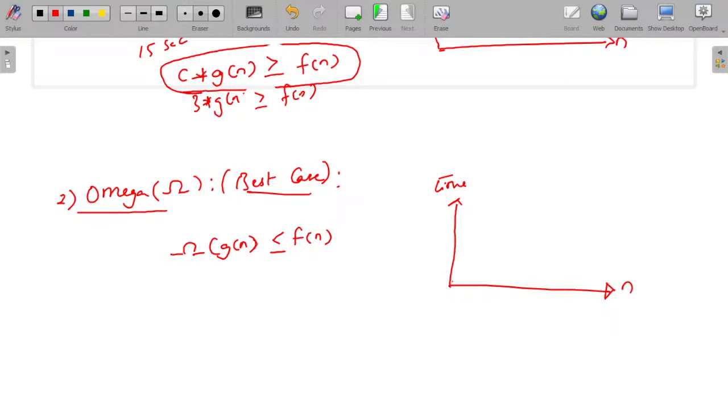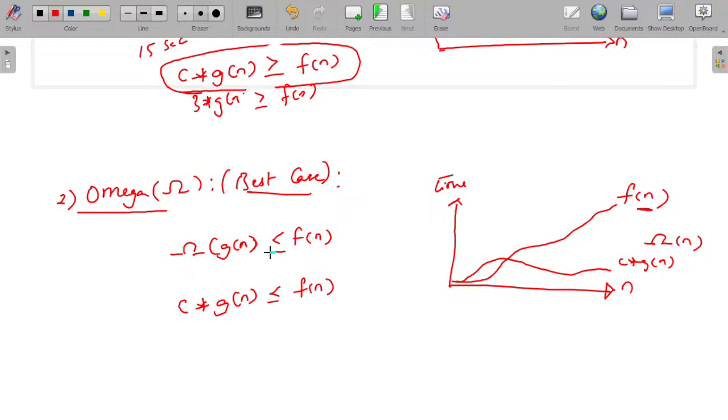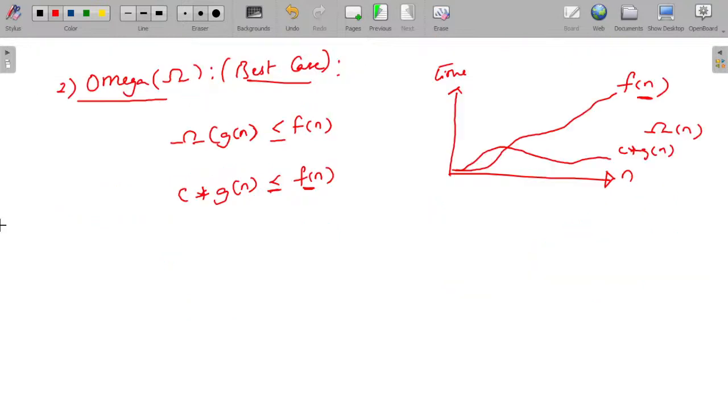So the graph will always be in the lower bound of the reality time. For example, to represent the omega notation, let us say it is going to take 5 seconds to complete the execution of the problem, and I always quote to the user telling that it will take only 2 seconds or 1 second, f of n. So that is the omega notation representation.